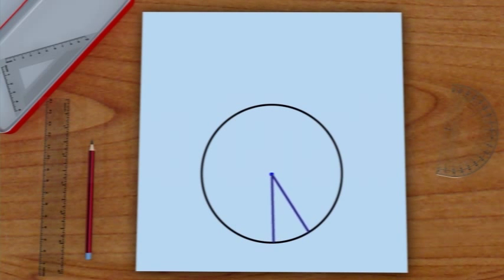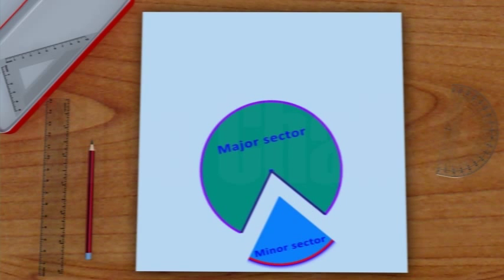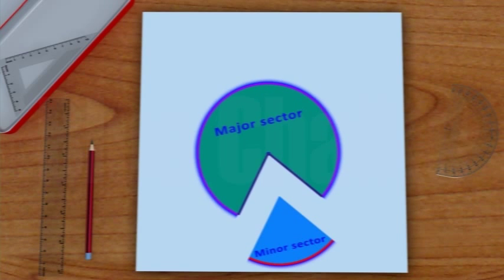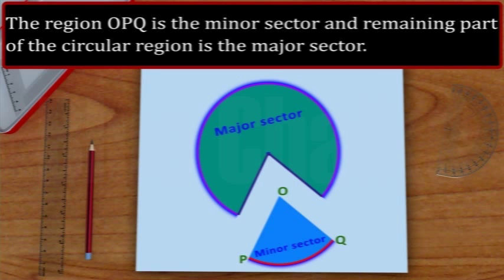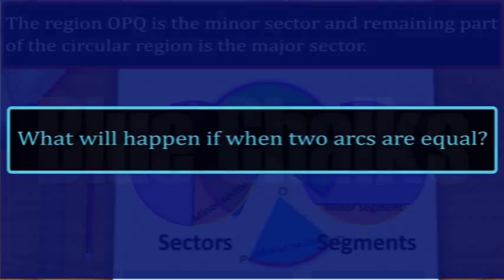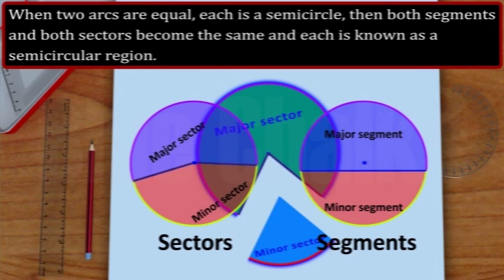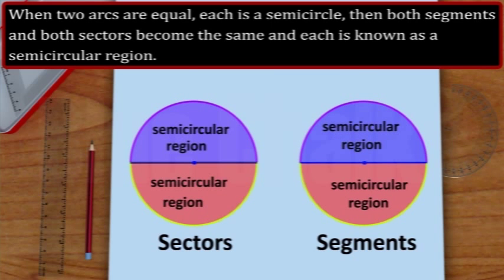Sectors. In a similar way, two radii divide the circle into a minor sector and a major sector. Minor arc corresponds to the minor sector and the major arc corresponds to the major sector. The region OPQ is the minor sector and the remaining part of the circular region is the major sector. What will happen when two arcs are equal? When two arcs are equal, each is a semicircle. Then both segments and both sectors become the same and each is known as a semicircular region.